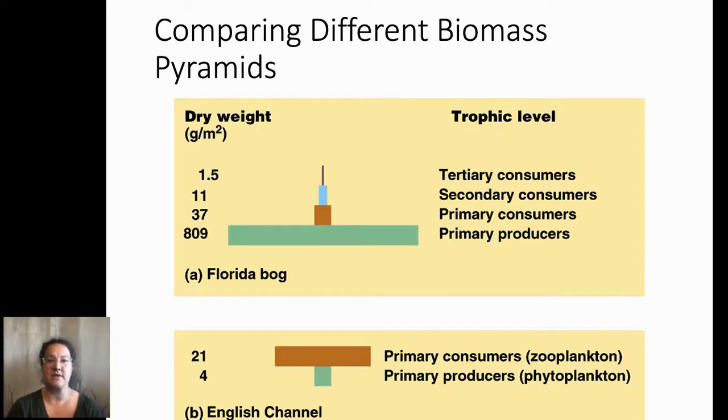So here's again the different pyramids of biomass, where we have the primary consumers versus the English Channel, the phytoplankton and zooplankton, as opposed to a terrestrial ecosystem, where this one, for example, is in the Florida bog, where there'll be lots more permanent producers.